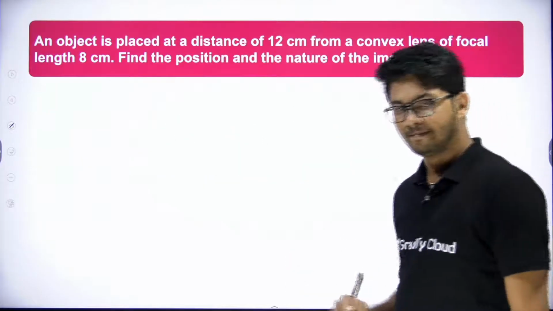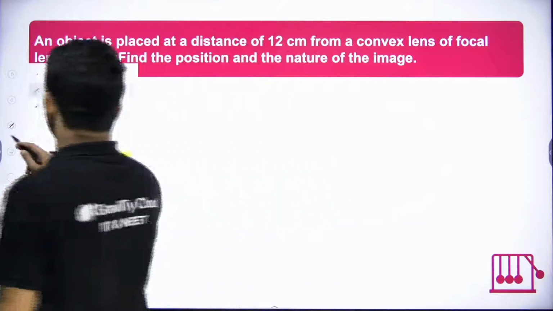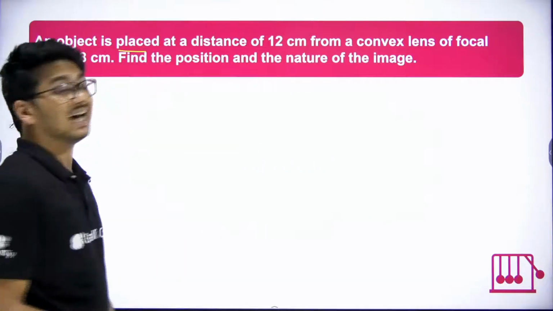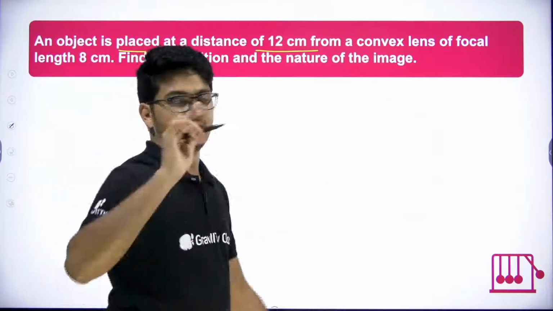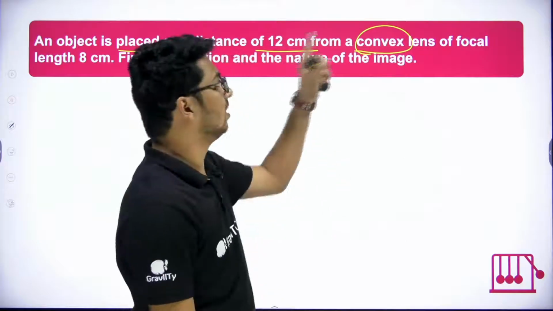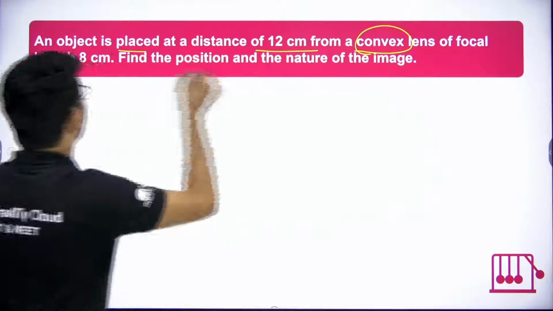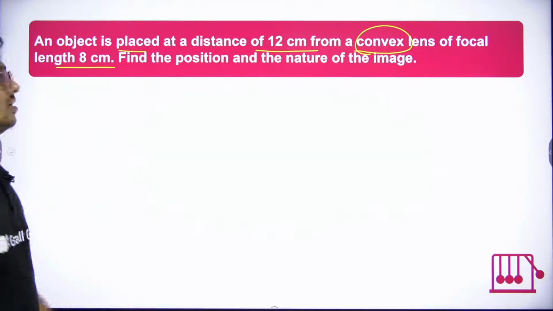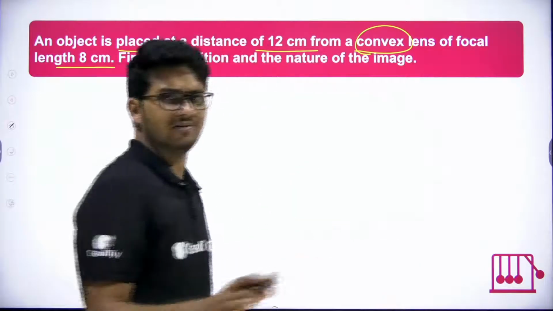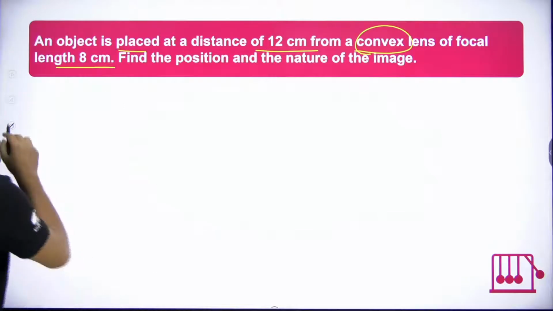Now we'll go into a numerical based on the lens formula. An object is placed at a distance of 12 centimeter from a convex lens. Object distance is given, lens is given, of focal length 8 centimeter. Find the position and the nature of image. You have to find everything that is possible. Now how will we do it?